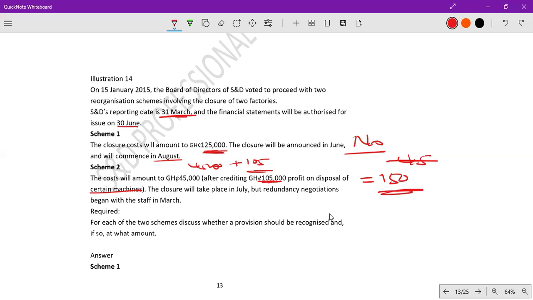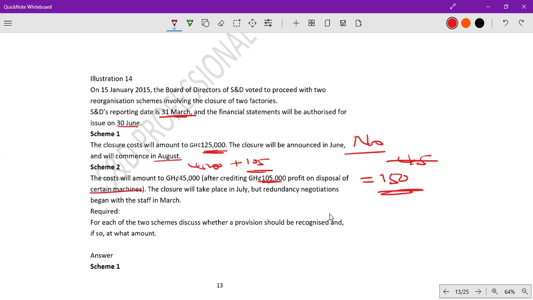We don't net it from any profit. Any question? Sir, please kindly take it again, the 150.